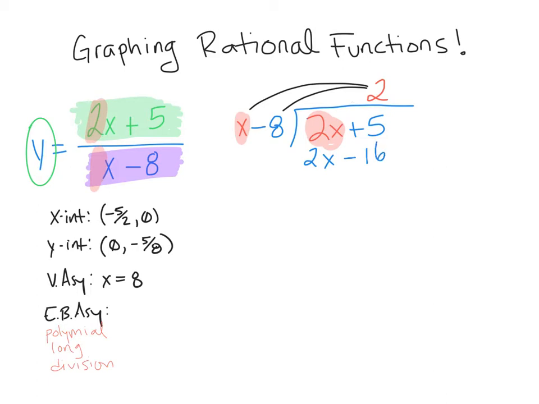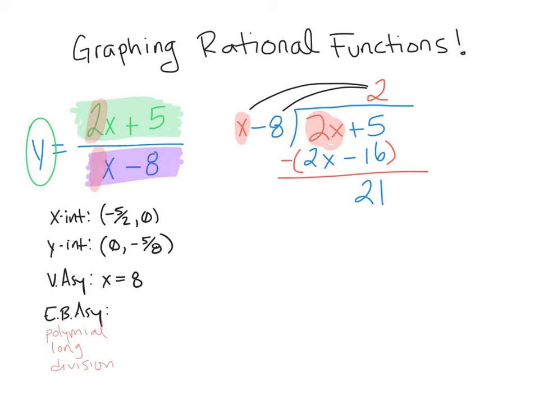Now I'm going to subtract all of that to figure out what's left over. So 2x minus 2x, nothing. 5 minus a negative 16. What happens when we're minusing a negative? That means we are adding. So basically this is 5 plus 16, which is 21.